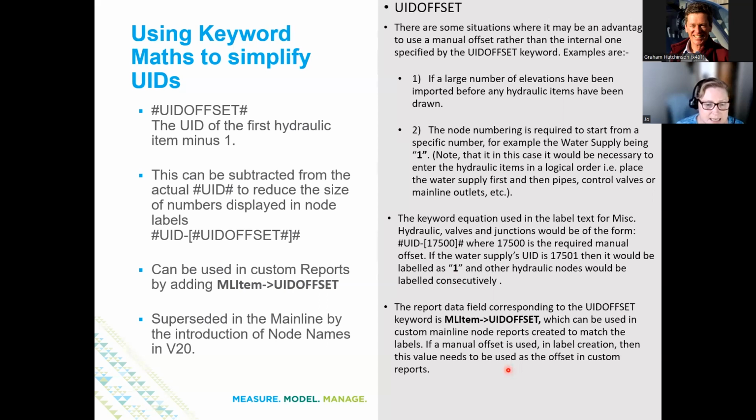But as I've said, this has been superseded by the node names in version 20, and zone reports at this stage do not have a UID offset option available, but that might change in the near future.